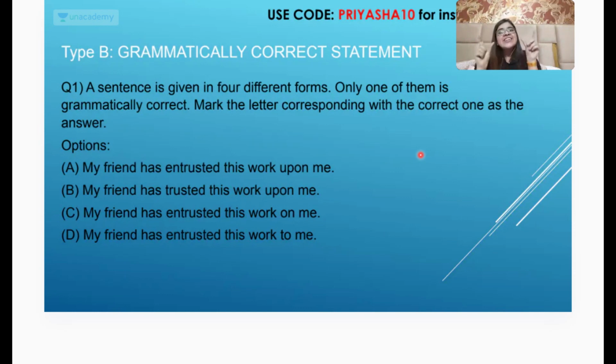This is again a syntactical error. It goes along with, entrusted to. Okay, so that's what you need to know. If you don't know, then you can of course practice a few more sessions with me and you will know this.